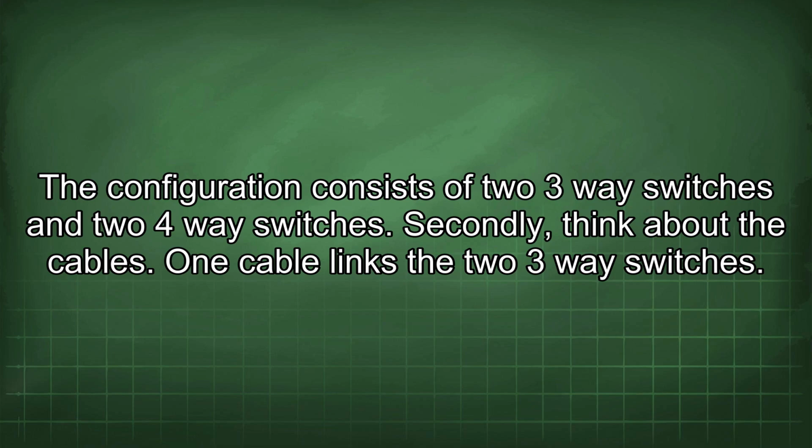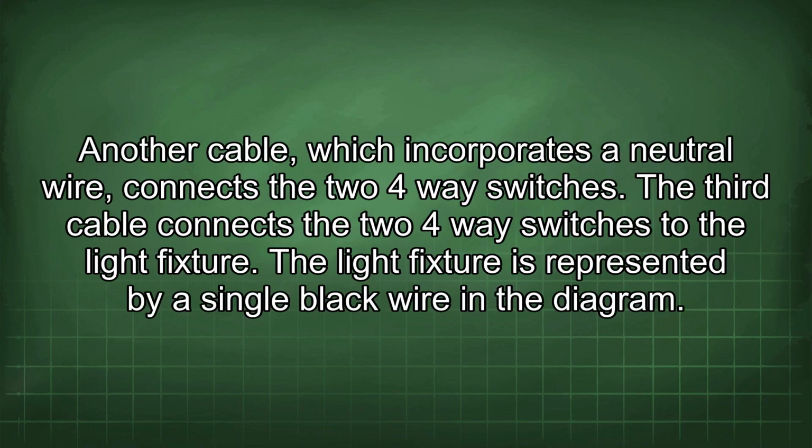Secondly, think about the cables. One cable links the two three-way switches. Another cable, which incorporates a neutral wire, connects the two four-way switches. The third cable connects the two four-way switches to the light fixture. The light fixture is represented by a single black wire in the diagram.